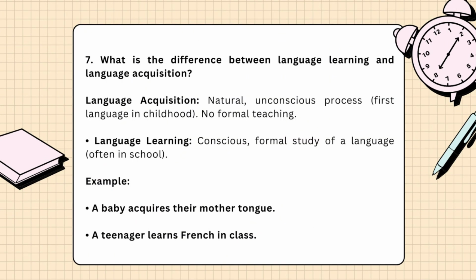7. What is the difference between language learning and language acquisition? Language acquisition, natural, unconscious process, usually first language. Language learning, conscious study and practice, usually second language. Example, babies acquire their mother tongue, but students learn English at school.